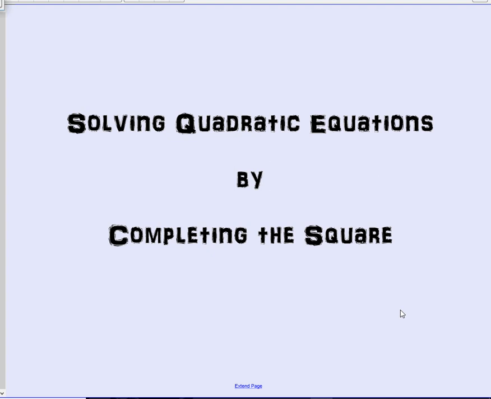Right, welcome to the lesson on solving quadratic equations by completing the square. So far we have talked about how to solve a quadratic equation by graphing it and finding where it crosses over the x-axis. And we have also talked about how to do it with square roots. So today we're going to learn our third way to solve a quadratic equation, and that is by completing the square.